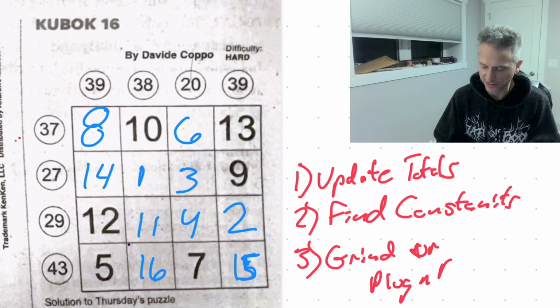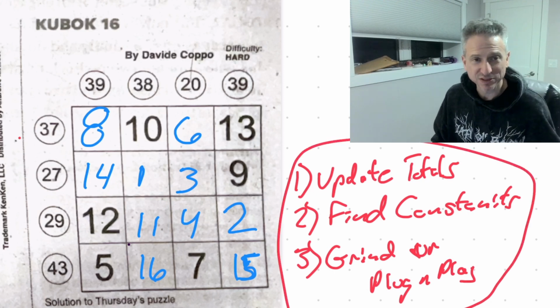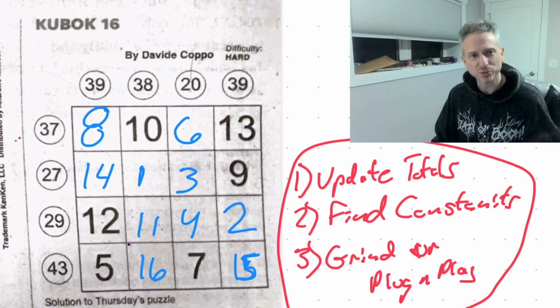Plug and play. And with that, you should be able to solve all the way up to expert. Sometimes with expert, you do need to make equations. Maybe I'll do one for that later.